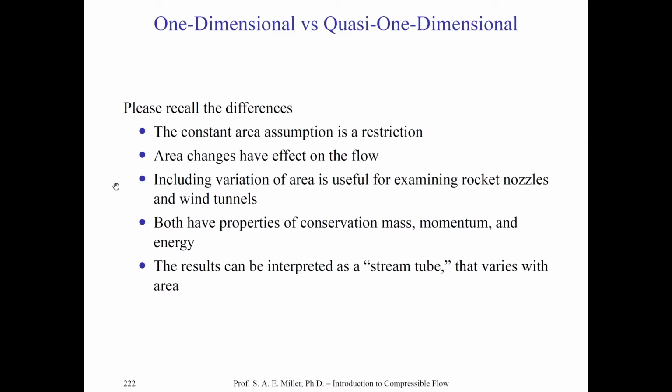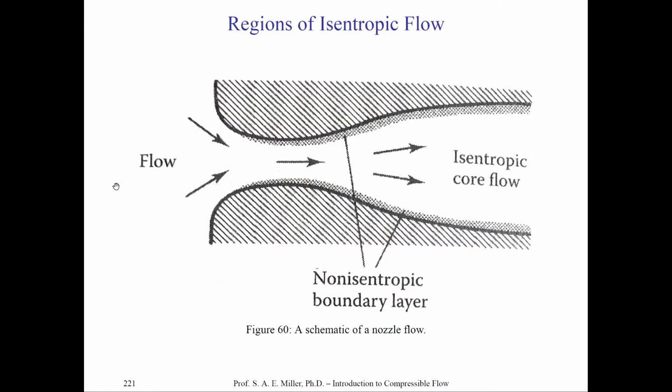These results we might view as a stream tube. That is one which is a cross-sectional area about a streamline or a streak line that varies with cross-sectional area. So you can imagine in this case, we could draw a stream tube by drawing a line down the middle of this particular convergent-divergent duct and having associated areas at every axial location. These areas would only be a function of x.